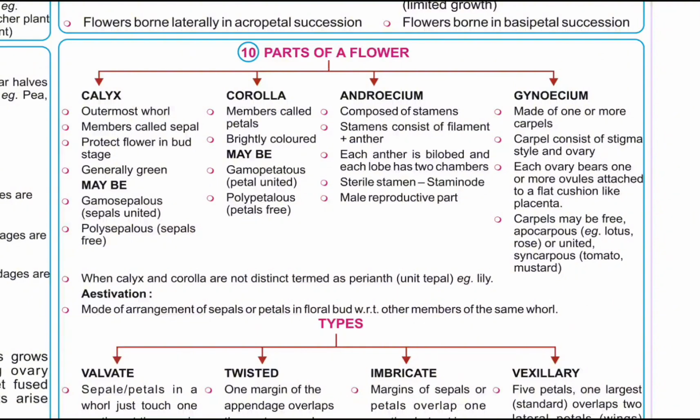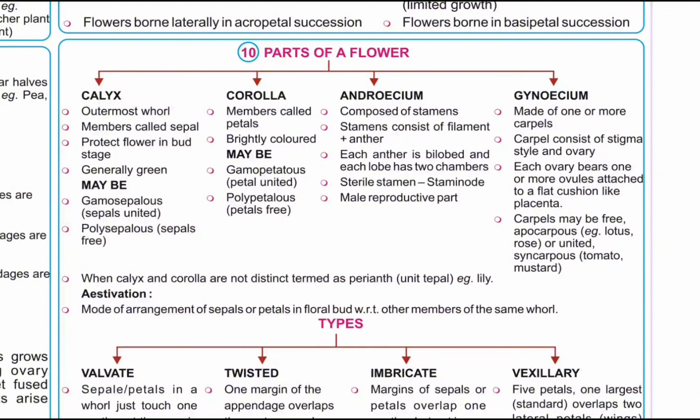Its members are called sepals, which protect the flower in the bud stage and are generally green. It may be gamosepalous, sepals united, or polysepalous, sepals free. Corolla: its members are called petals, brightly colored. It may be gamopetalous, petals united, or polypetalous, petals free.